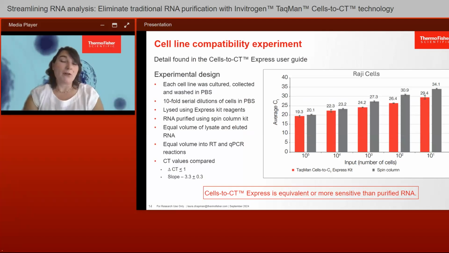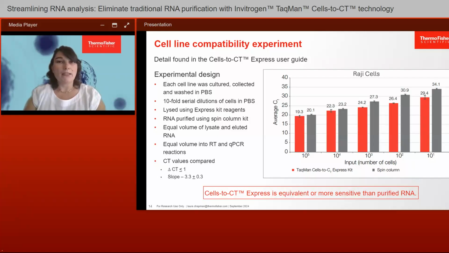This is an example of the experiment that we did to confirm whether the cell line was compatible or not. The details of how you can process this experiment are outlined in the Cells-to-Ct Express user guide. But briefly, using Raji cells, we serially diluted the cells from 10 to the 5th all the way down to 10 cells per 5 microliters of PBS, and then added the Express lysis reagents, including the DNase, to remove the genomic DNA at the same time. We also took separate aliquots of those same cell dilutions and purified the RNA using a spin column kit.